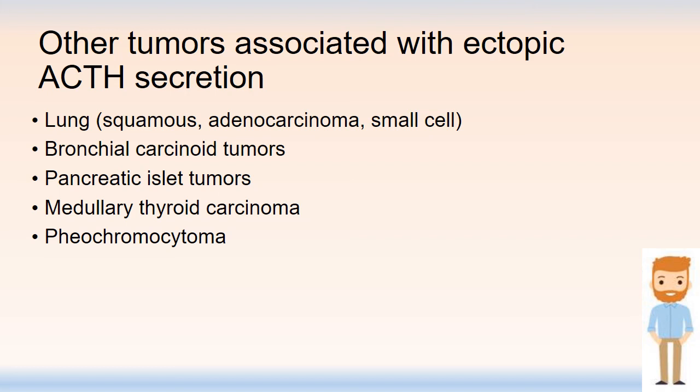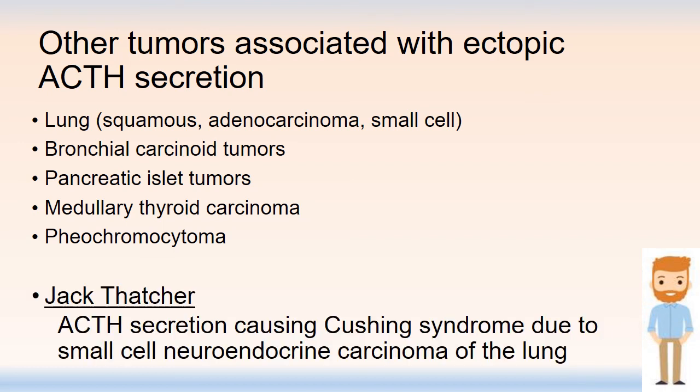There are other tumors that are associated with ectopic ACTH secretion, like other tumors of the lung, bronchial carcinoid tumors, pancreatic islet tumors, medullary thyroid carcinomas, pheochromocytomas. However, this gentleman here is our patient, Mr. Jack Thatcher, and he has ACTH secretion causing Cushing syndrome because he has a small cell neuroendocrine carcinoma of the lung.